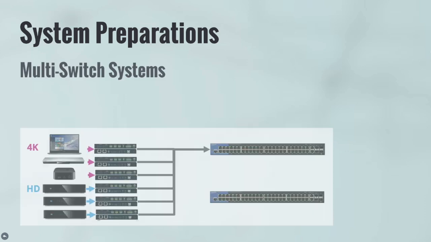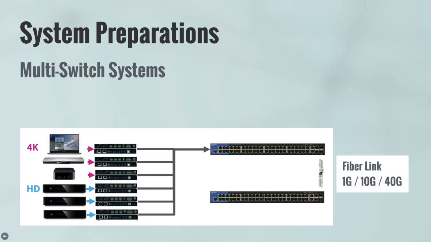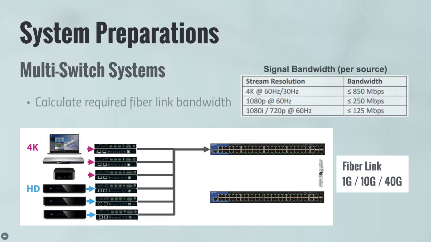So, our multi-switch systems. No problem with FiberLink. All you do is calculate the required FiberLink bandwidth, and you can link multiple switches to go as far as you need to go. With our IP encoders and decoders, you can have a rather large system.